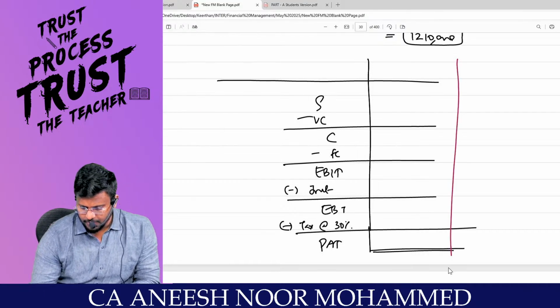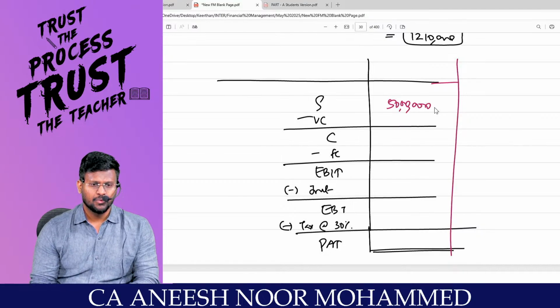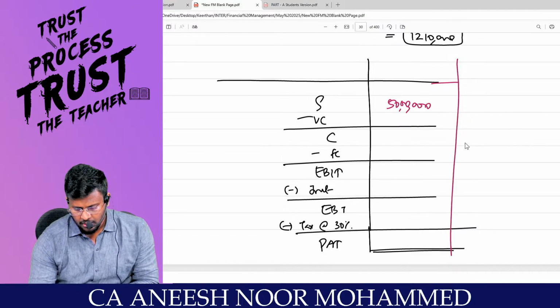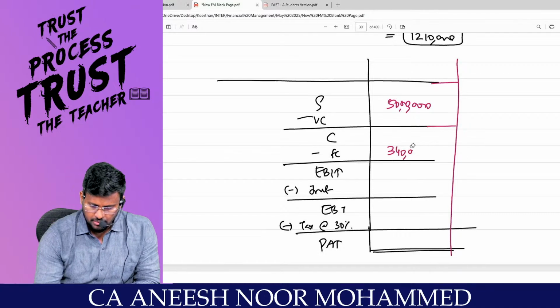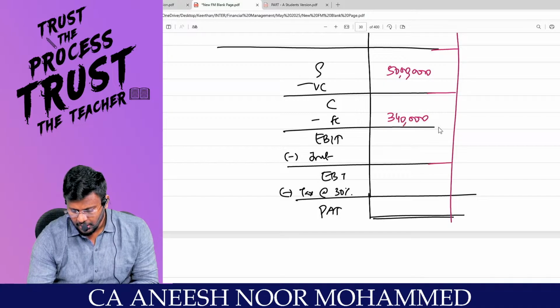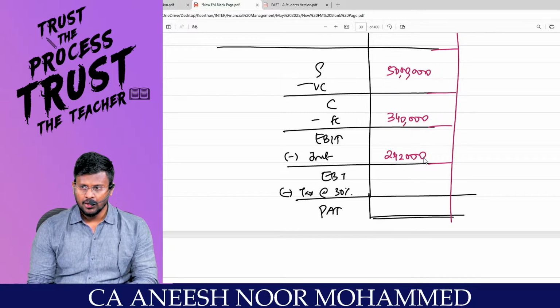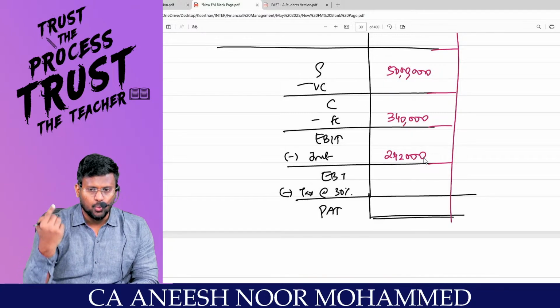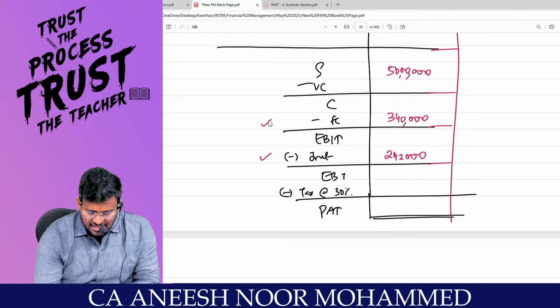Comfortable? What all information is given in the question? Sales, 50 lakhs. Then fixed cost, 3 lakh 40,000. What is the next data? Interest, 2 lakh 42,000, which we have calculated. Sir, in option number 1, I trusted the interest. But now I am trusting the fixed cost.